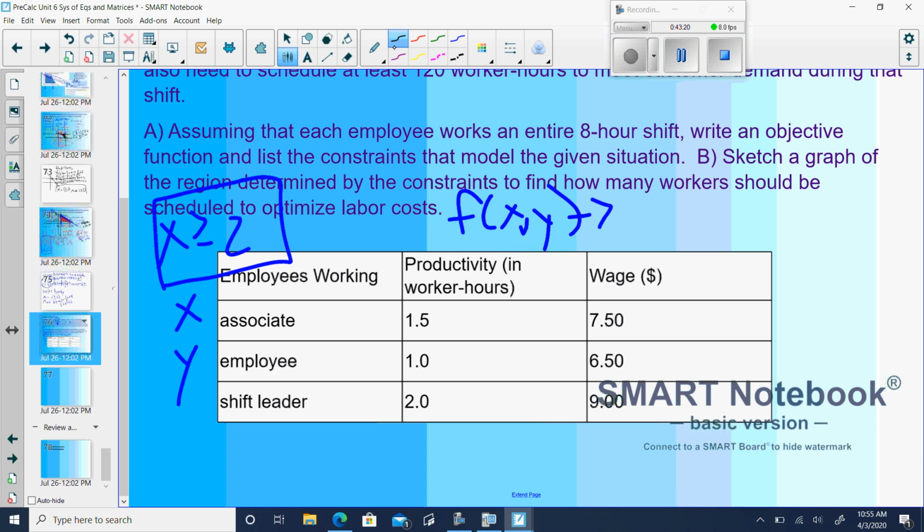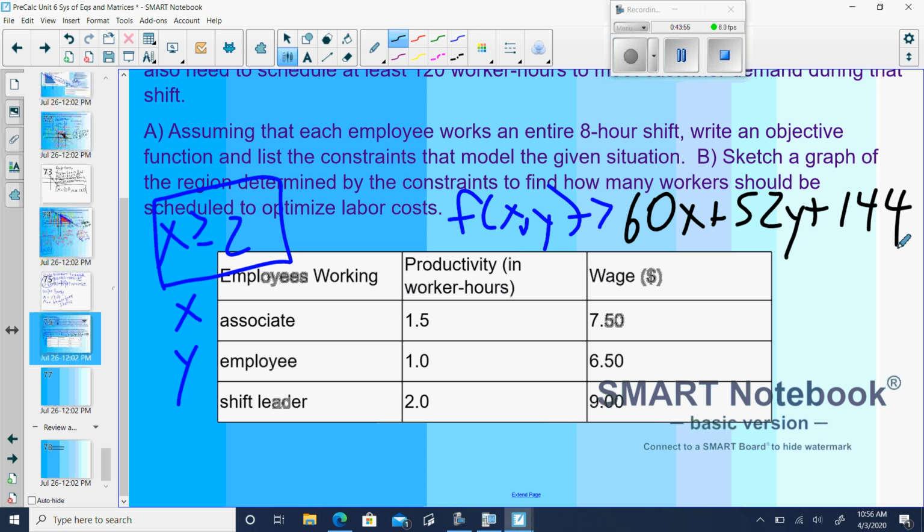If they make $7.50 an hour, then for an 8-hour shift, that's going to be $60 that she's going to have to pay for every associate. If we do $6.50 an hour for an 8-hour shift for every employee, that's going to be $52. So we have 2 shift leaders: 8 hours at $9 an hour is $72. We double that, so $144. All right, so we're talking about labor costs right here.